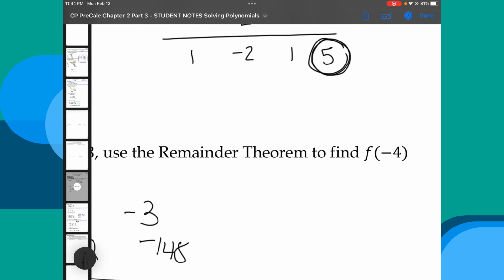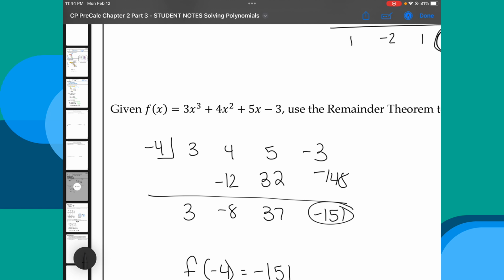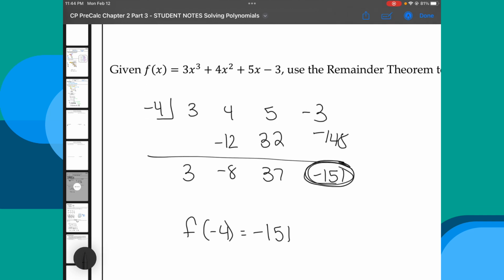So if I want to know what f of negative 4 is, I could do synthetic division. We get a remainder of negative 151. So therefore, f of negative 4 is equal to negative 151. I'm going to use a lot of synthetic division.